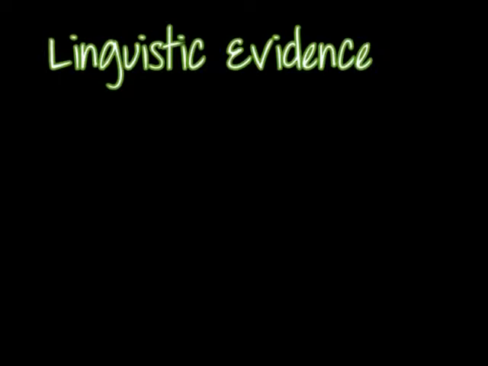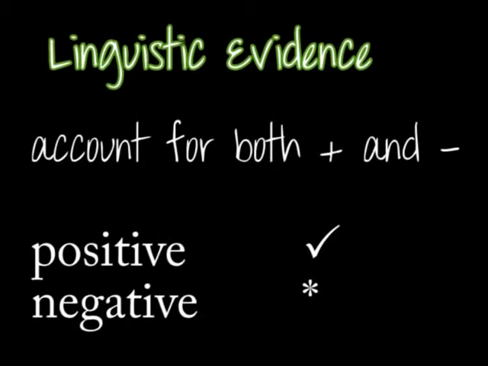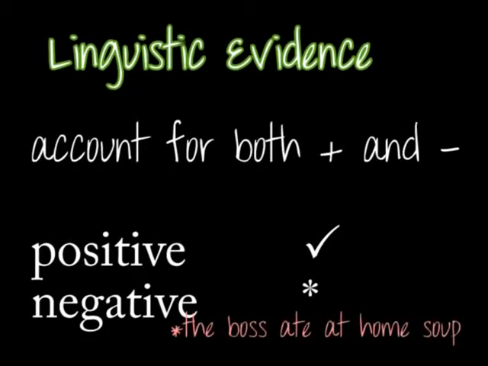Evidence includes sentences that impact the claim that our grammar works, and this evidence can be positive because it's a well-formed natural language sentence, or negative because a speaker of a natural language would judge it as unfit. Negative evidence, like the sentence, "The boss ate soup at home," is marked with an asterisk by convention.